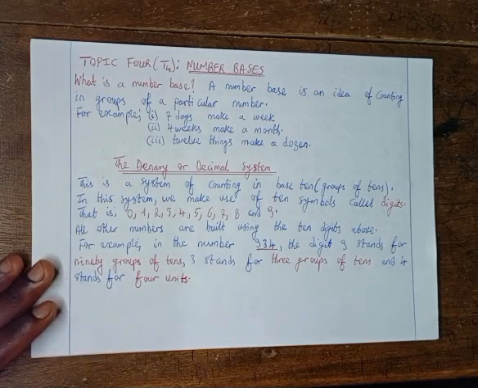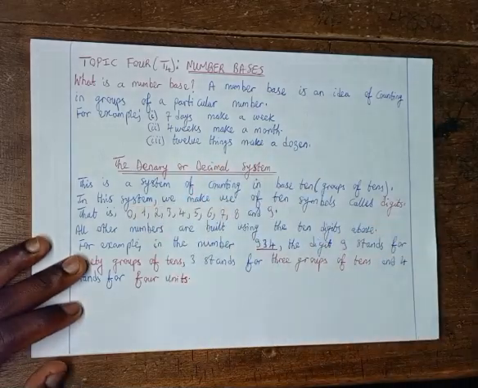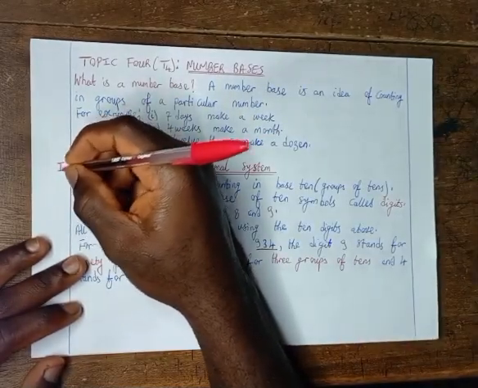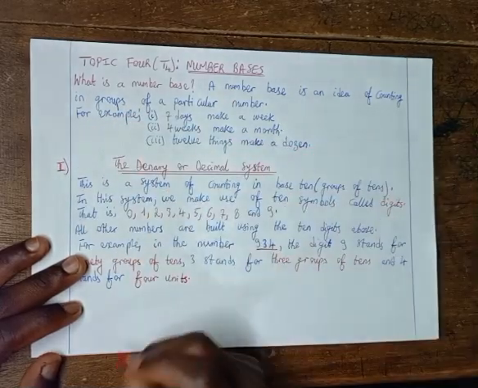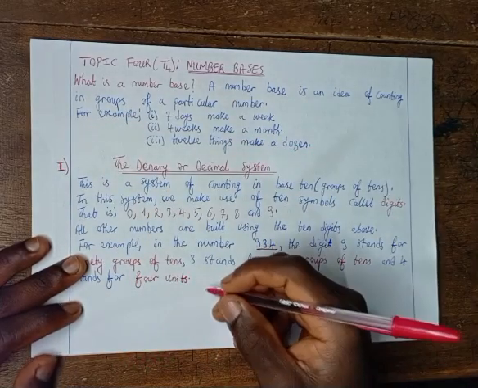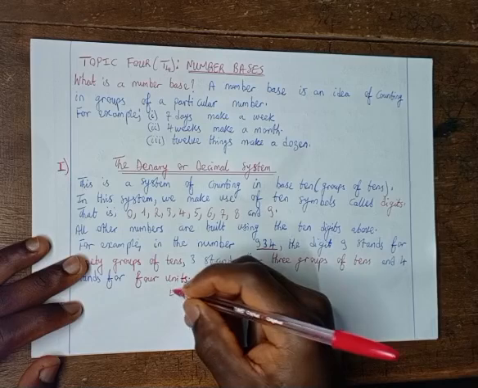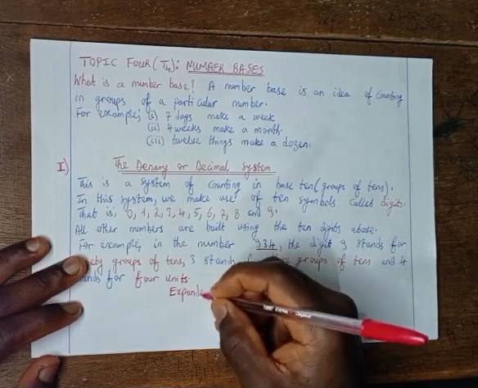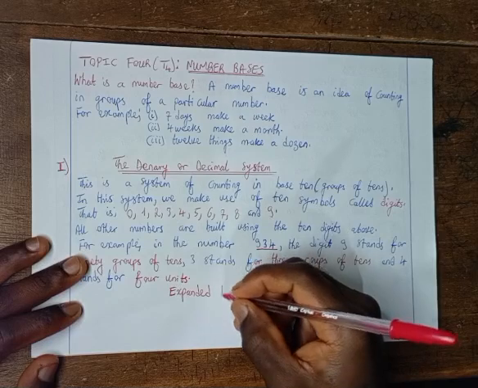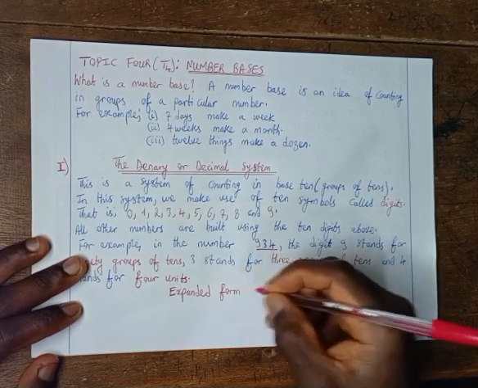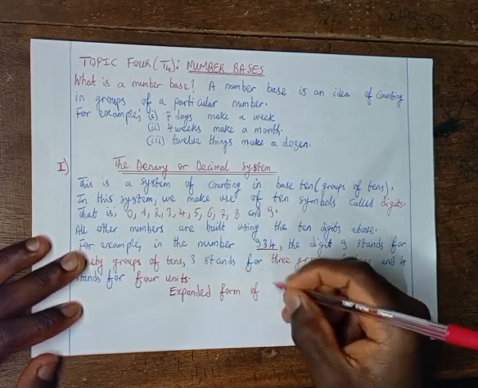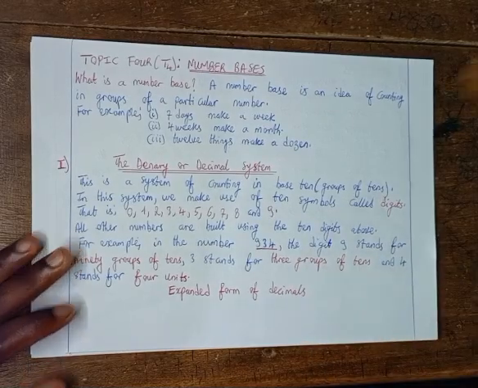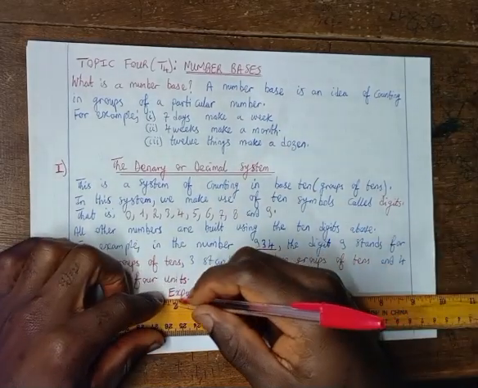Next, let's take now the next heading. Under this, I'll prefer to call this one I. I is the binary or decimal system. Let's take subheading. Under this, we have the expanded form of decimals. Expanded form of decimals.